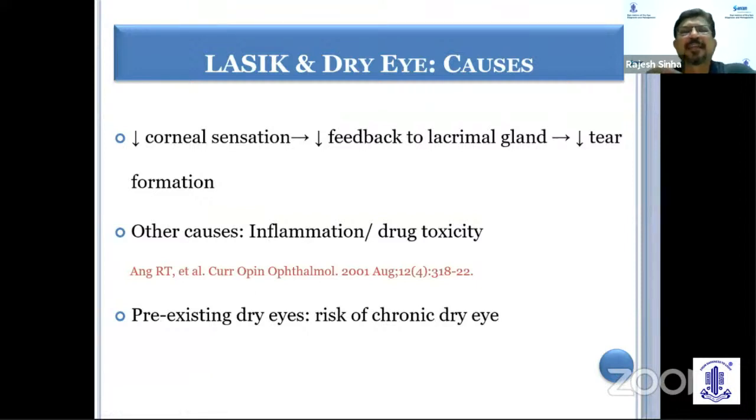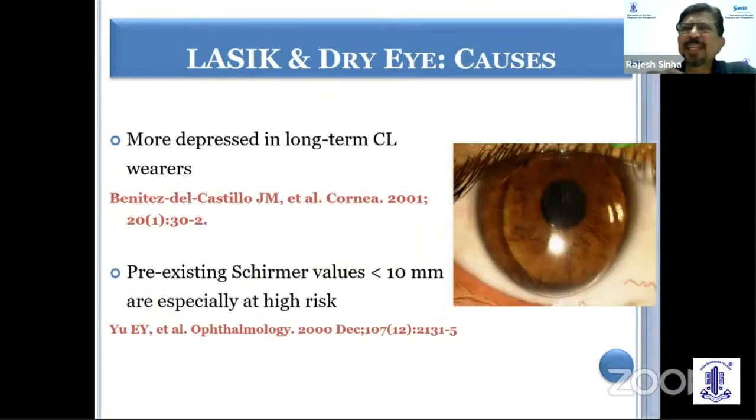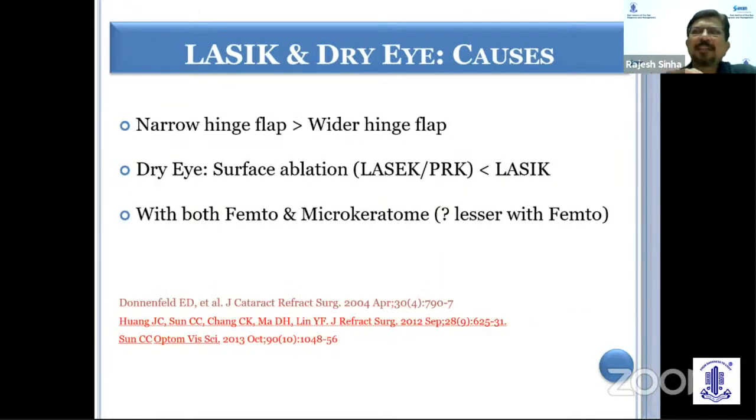Then there are other factors, like subtle inflammation on the ocular surface, drug toxicity, and pre-existing dry eye in these patients. Particularly, some of the individuals who have undergone refractive procedures are on long-term contact lens wear, and that also affects the ocular surface many times. Now, there are many factors in LASIK which modify the severity of dry eye or the ocular surface disorder.